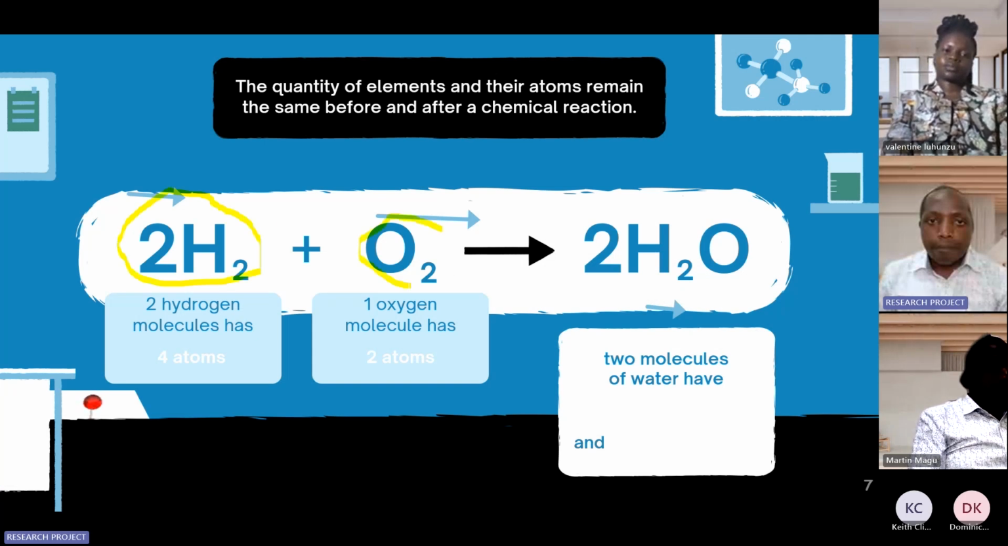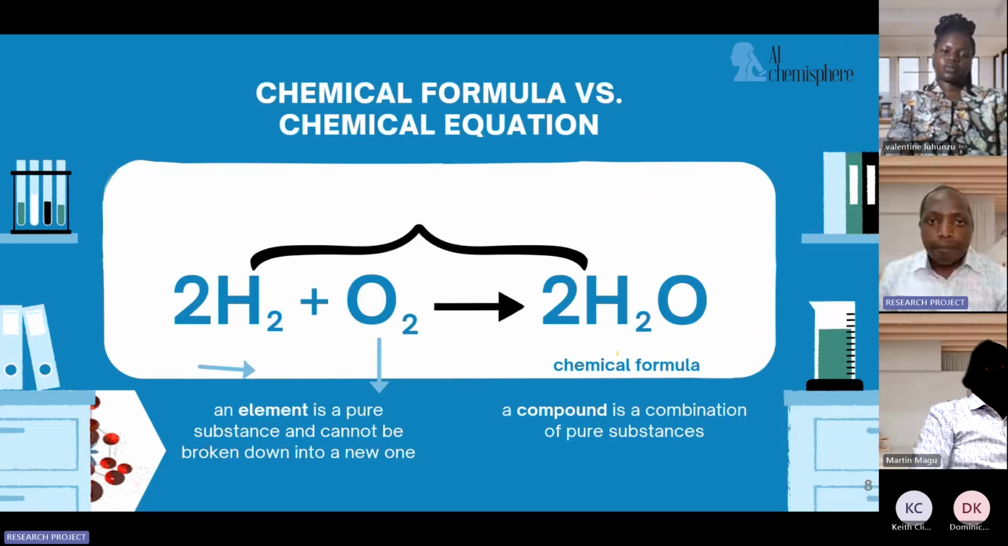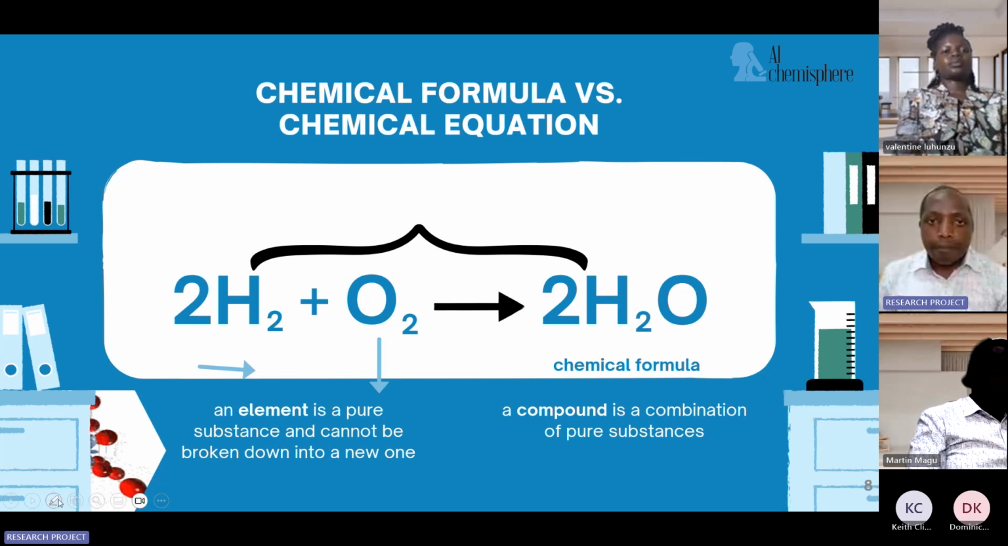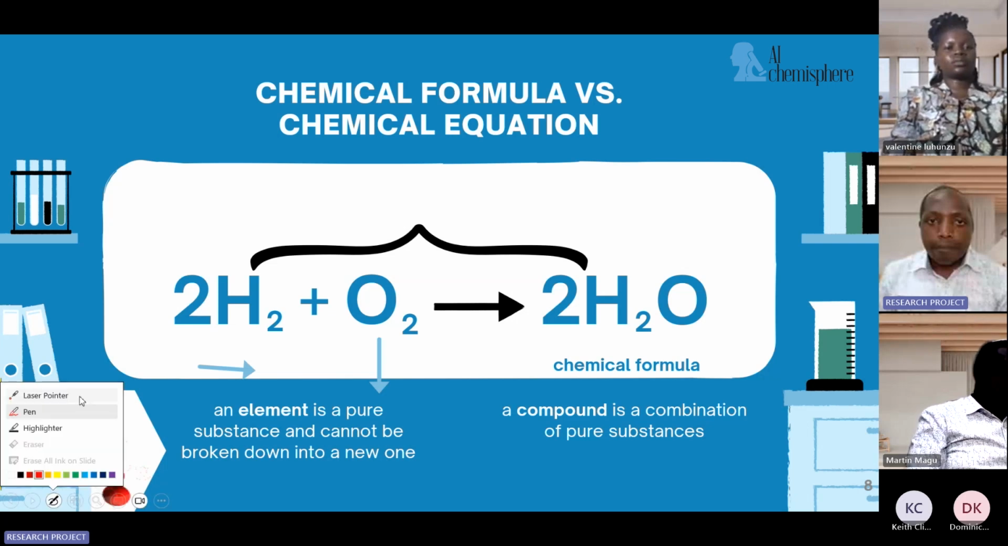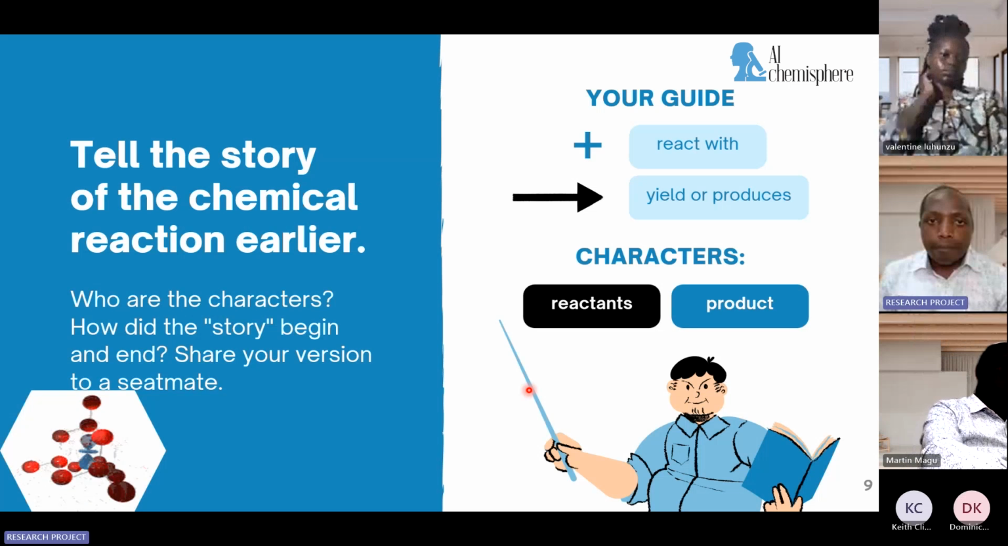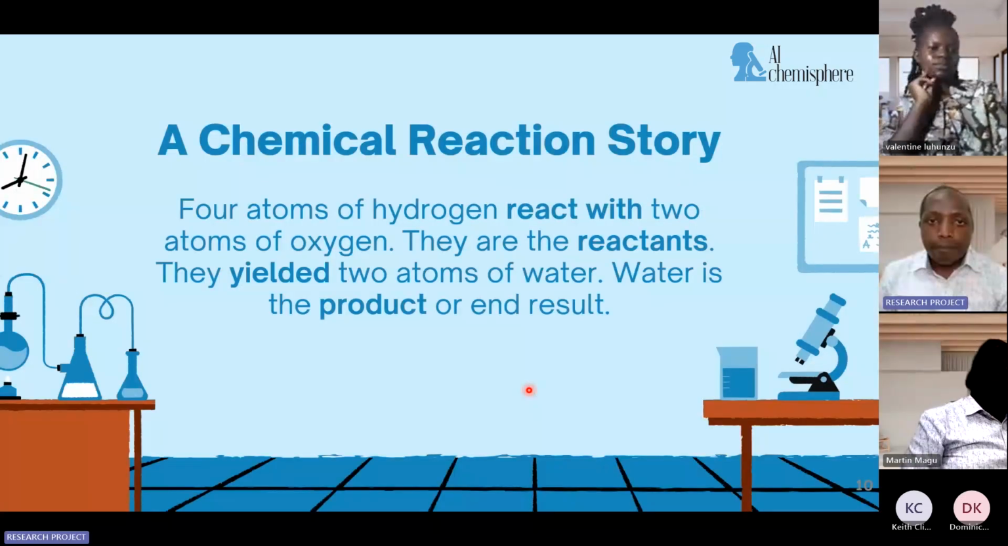So this could be happening in any scenario, but I have decided to just use the water molecule. Elements are pure substances and cannot be broken down into new ones. The compound on the right-hand side is a combination of pure substances. The pure substances are on the left, the compound is on the right, and the equation is balanced.